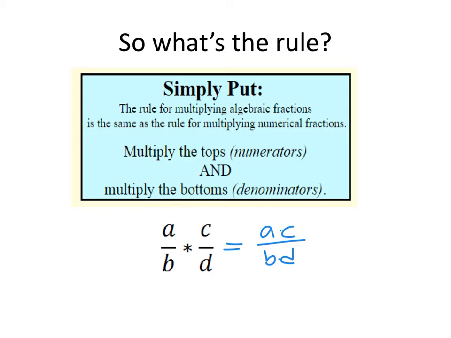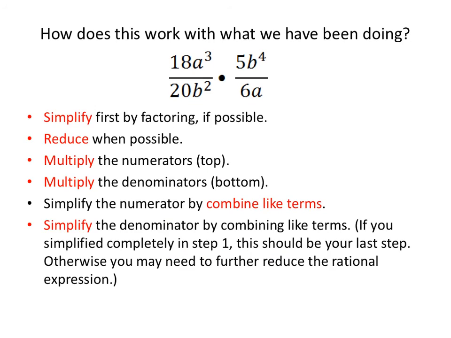There's not anything that we have to worry about, but then at the end we just need to make sure that there's nothing that we can't simplify. And so how does this work with what we've been doing? I've already outlined that before, but let me show it to you here. So here I've given you this algebraic fraction, and we call it a rational expression as well, where we're multiplying with variables and things like that.